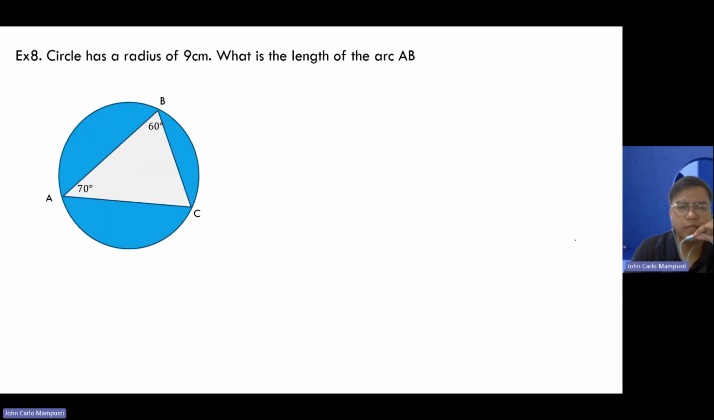The next one, ayan na tayo. So circle na tayo. The circle has a radius of 9 cm. What is the length of arc AB? So tinatanong yung length ng arc AB. This one, this one. So paano kaya? So, maglagay tayo ng center. Let's say, nasa point O.